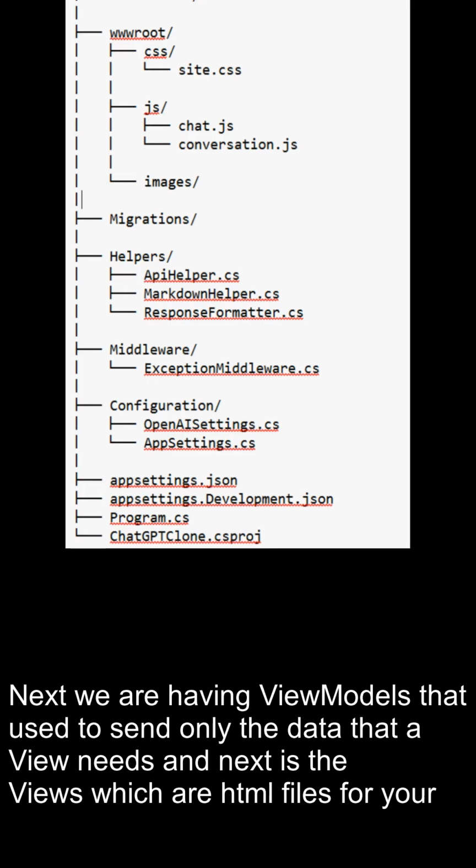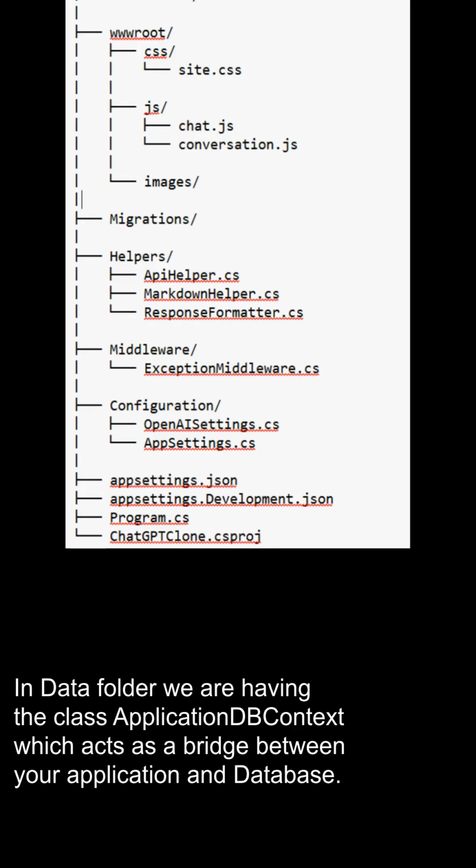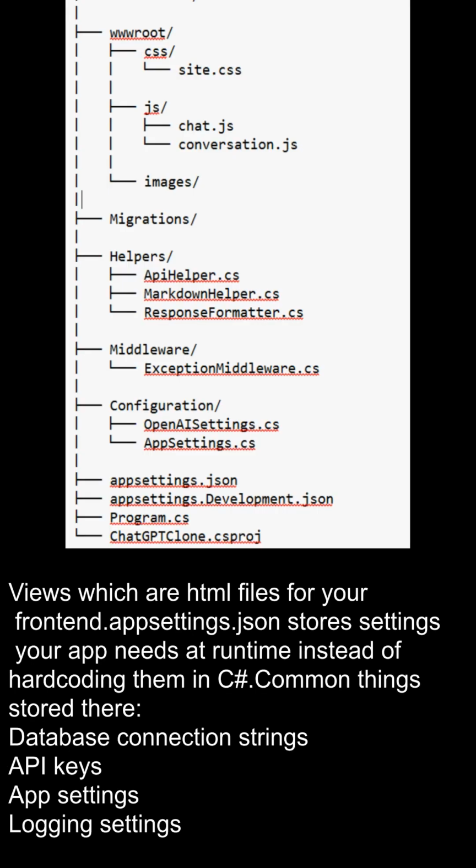Common things stored in this file are your database connection strings, API keys, app settings, and logging settings. Then there is the file named Program.cs, which is the entry point of your ASP.NET Core MVC application. This is the file that runs when you start your application.